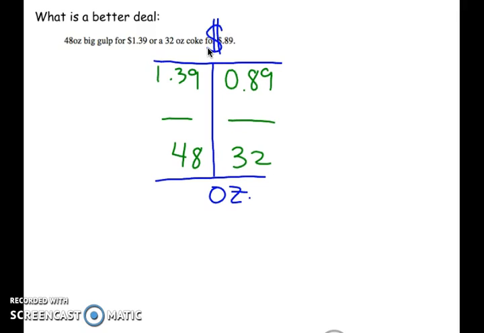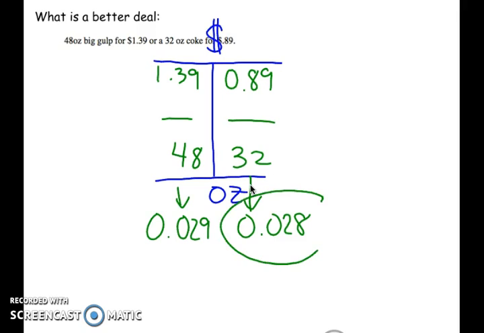And again, I'm going to divide $1.39 divided by 48. And when I type this in my calculator, when I rounded it, it was pretty equal. So I'm going to round to the nearest thousandth, 0.029. And now I'm going to find my next unit rate, and I do 0.89 divided by 32. And I get 0.028. So looking at my unit rates, I see that this is the best deal because I'm getting more ounces for the least amount of money. So I would choose the 32-ounce Coke.